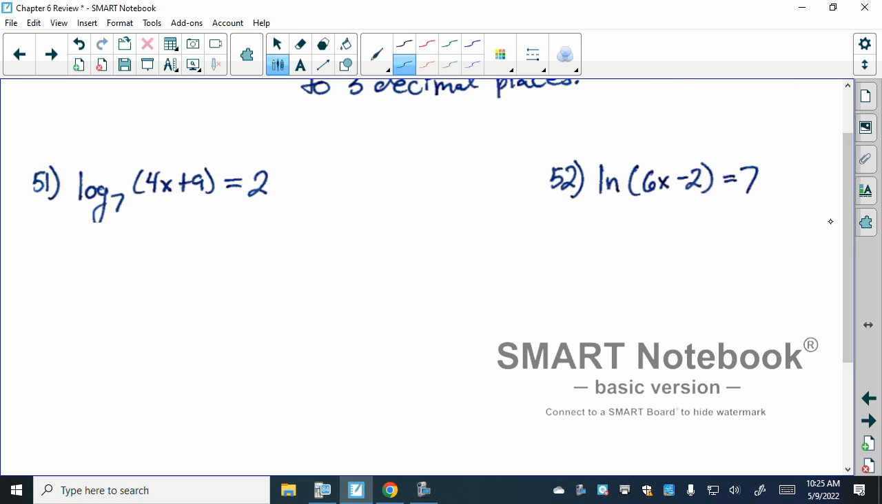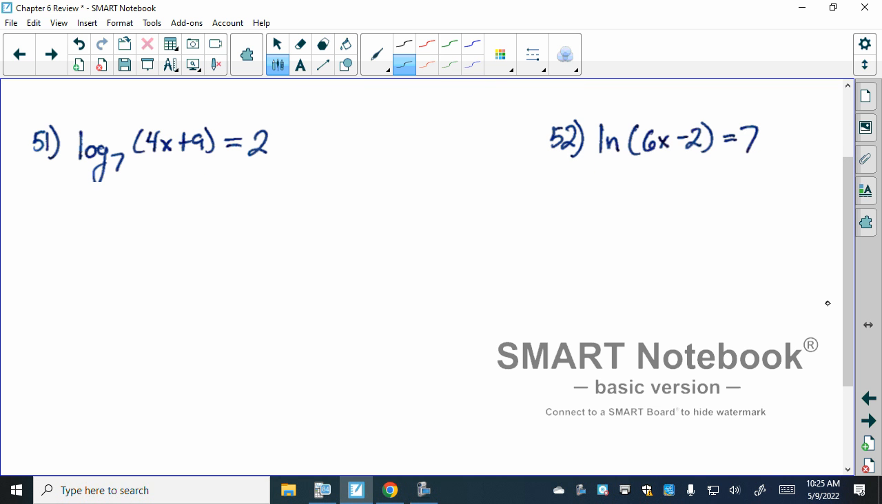Solve each logarithm to 3 places. So this one here, we're going the other way around. Which one do we want to look at first? 51. To simplify this log, we need to do what? Put both sides to the base of 7. Log base 7 of 7 will simplify out, telling me that I have 4x plus 9 is equal to 49.